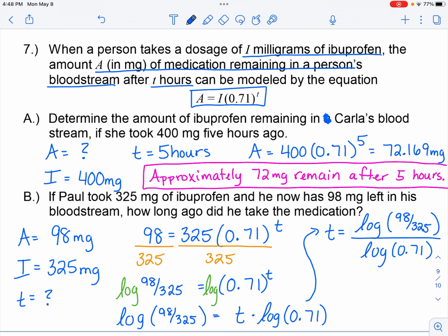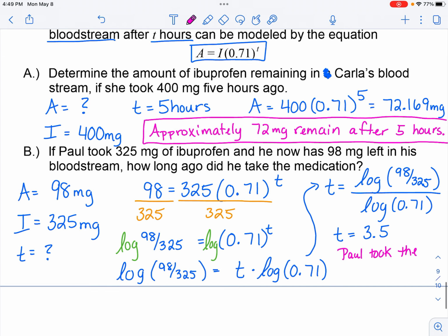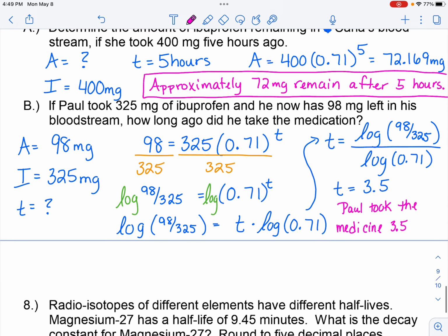And the parentheses you see here are the only parentheses you need on your calculator. Now when I do this, I get T equals 3.5001, I think it is. So this is approximately 3.5, and we can safely round it to 3.5 knowing that it was followed by a 001, okay? So for my final answer, I can write that Paul took the medicine 3.5 hours ago.